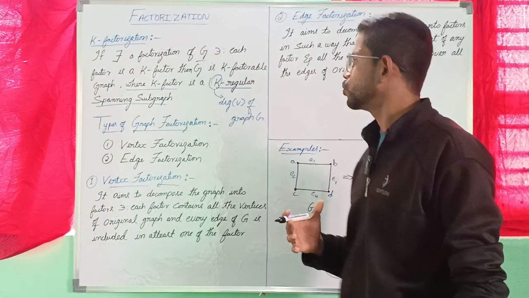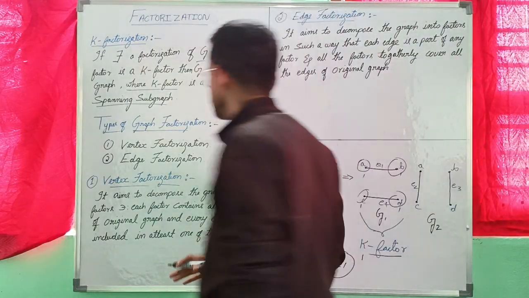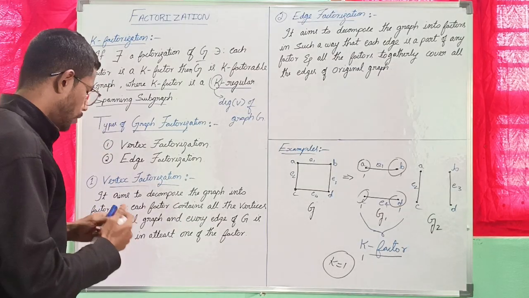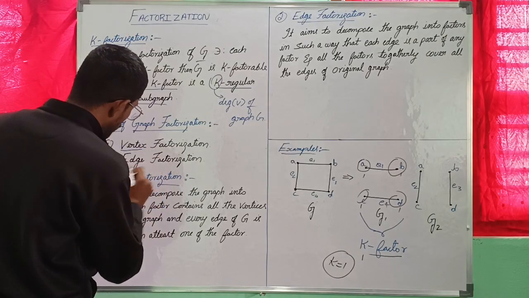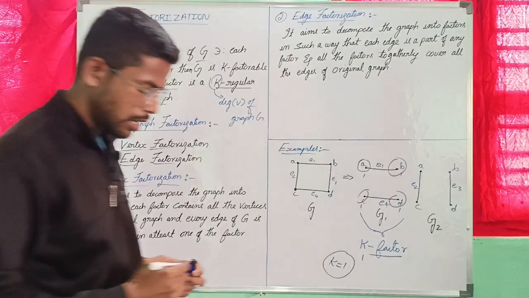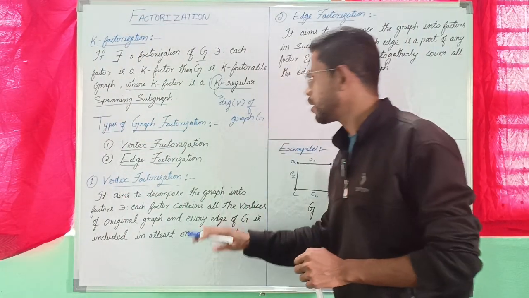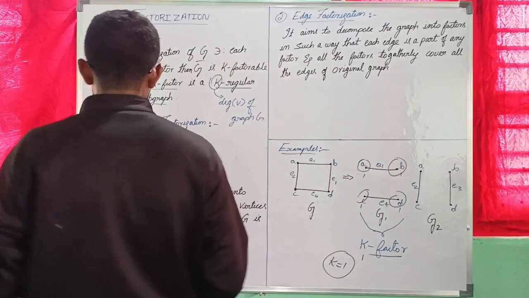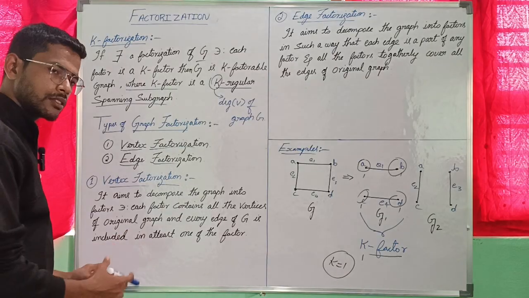So this is what k-factorization is, and let us move on to the types of graph factorization. There are two types of graph factorization. The first one is vertex factorization, and the second is edge factorization. Let us study these graph factorizations in detail. The first one is the vertex factorization.